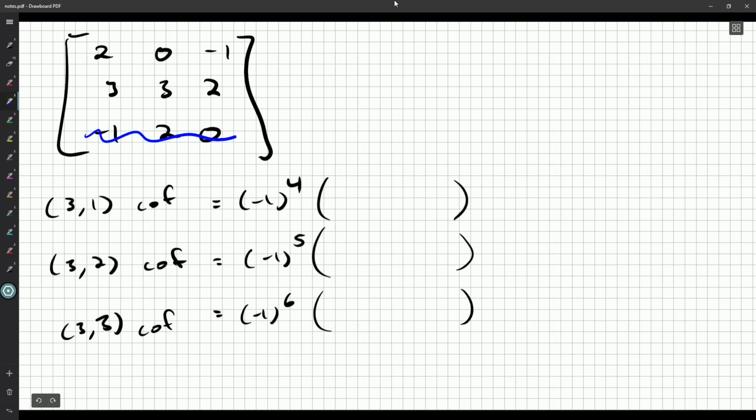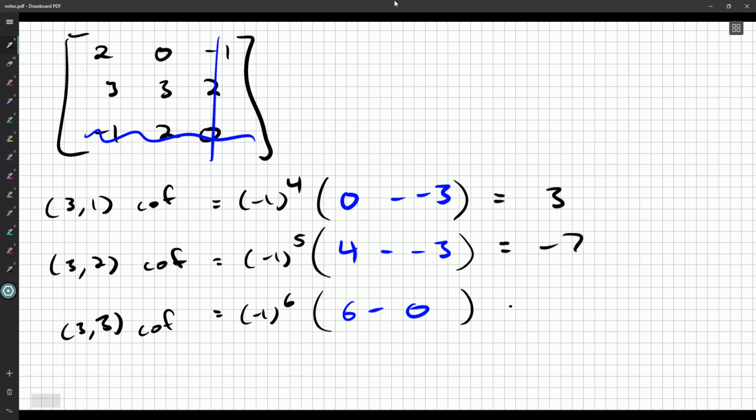And away we go. So eliminate the third row. All of these will have the third row eliminated. But first column, so 0 times 2 minus negative 3. 2 times 2 minus negative 3. And 2 times 3 minus 0 times 3. Okay, so we will get 3. Negative 1 times 7 is negative 7. And 1 times 6 is 6. So that becomes the third column of our adjoint.